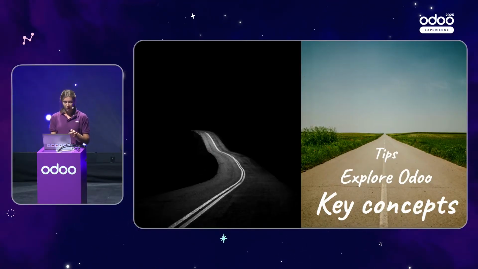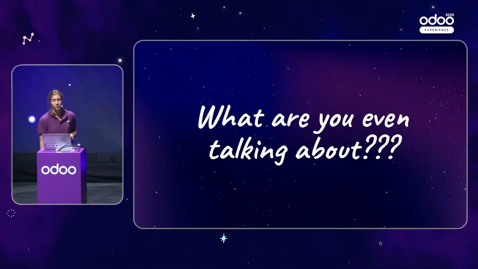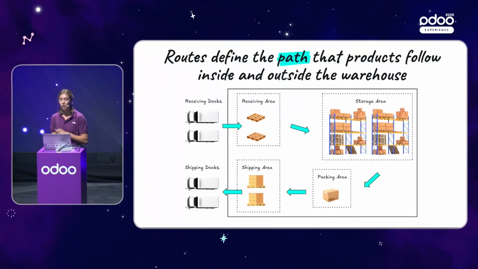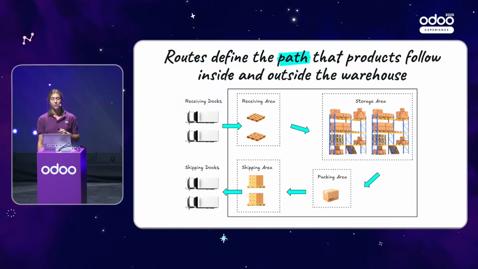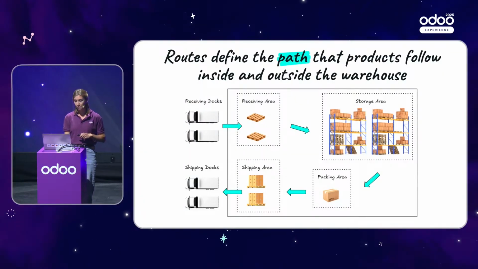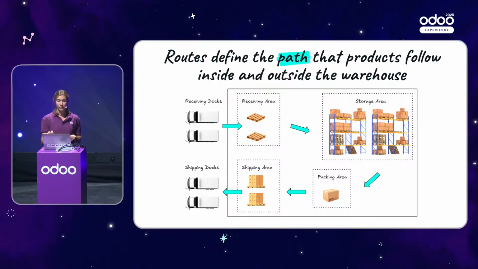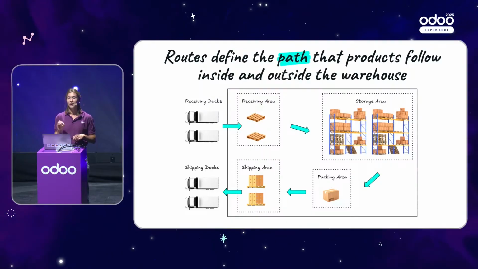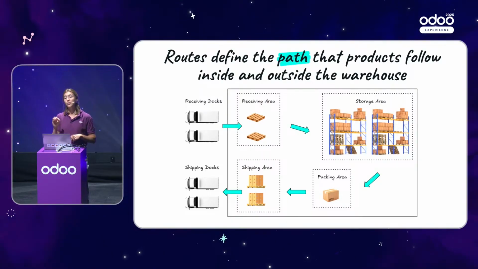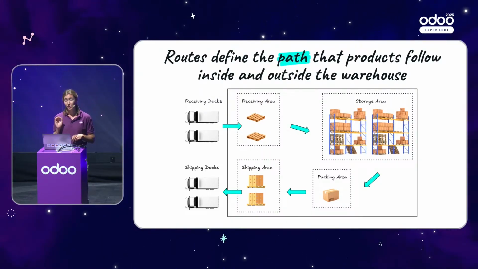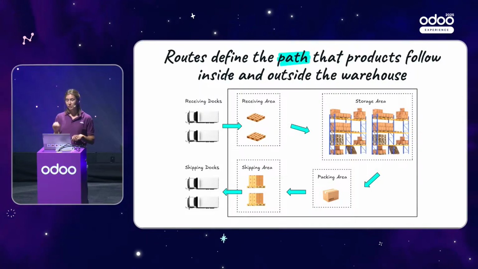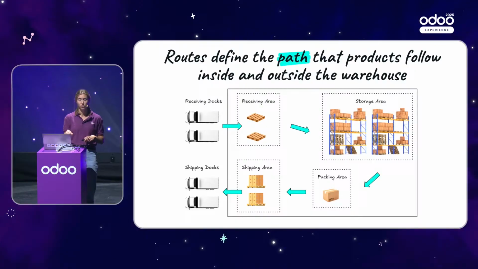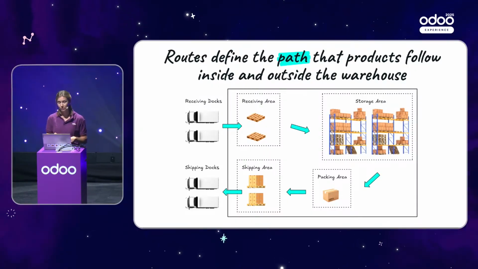So let's start with the basics and answer our last question. What are we even talking about? Well, routes define the path that products follow inside and outside the warehouse. So you can see on this warehouse map that products are unloaded from the receiving dock, in the receiving area, then moved to the storage. And when there is a customer order, they are moved from the storage area to the packing area, shipping area, and then loaded to the truck for the customer.